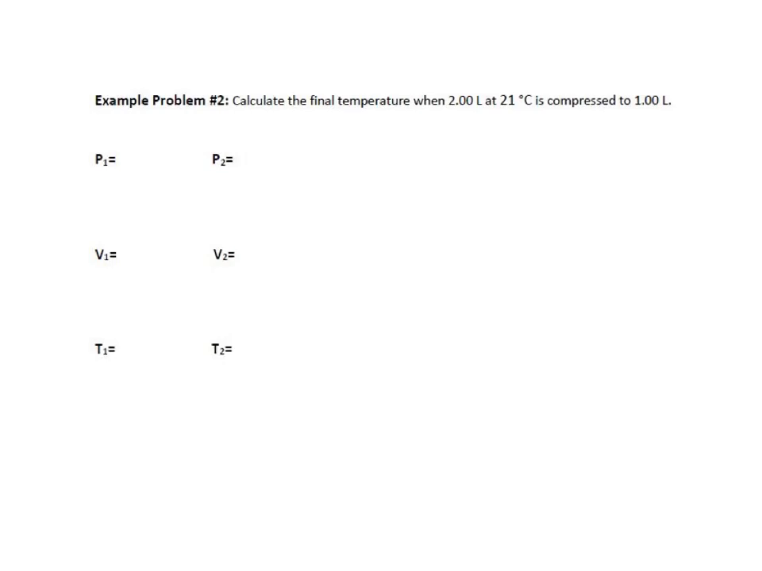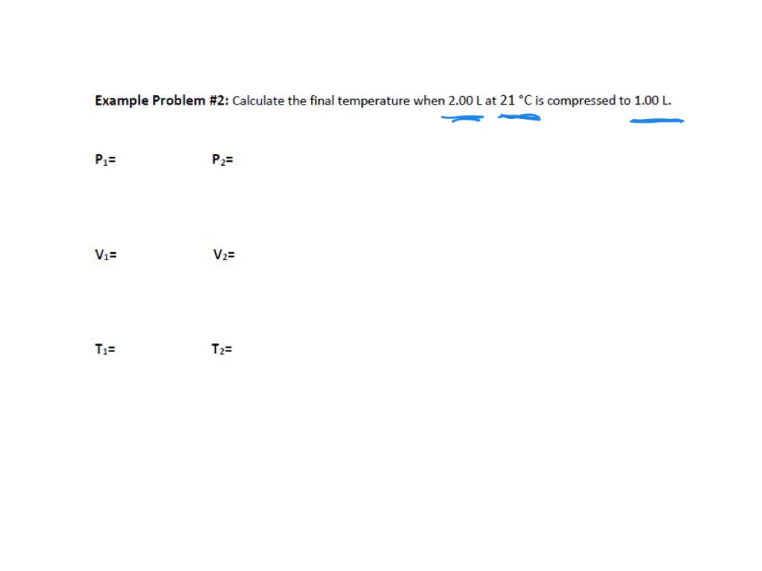Our next problem is example problem number 2. Calculate the final temperature when 2 liters, and I like underlining things, at 21 degrees Celsius is compressed to 1 liter. So the first thing we're going to do, as we read through that again, is try to fill in the first step, which is list the variables.